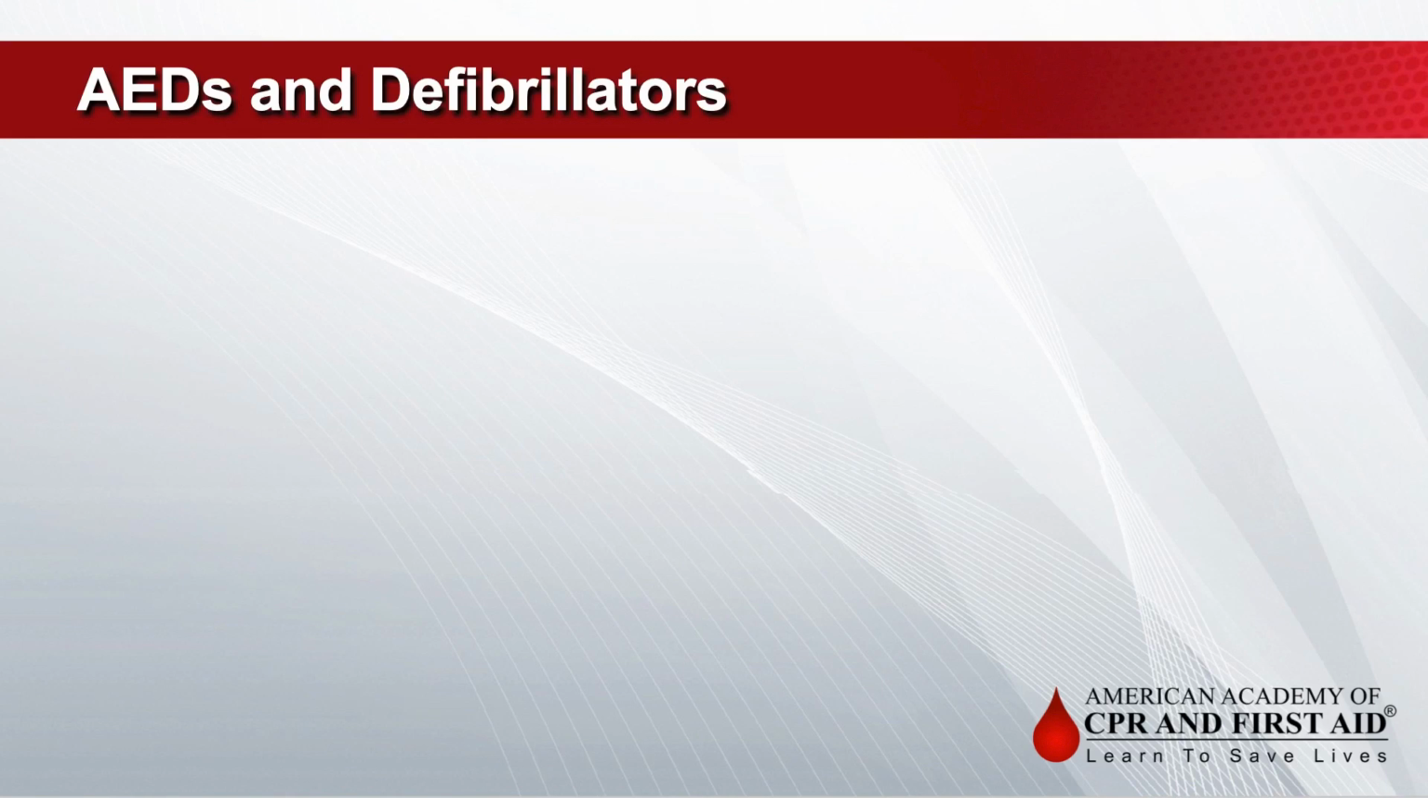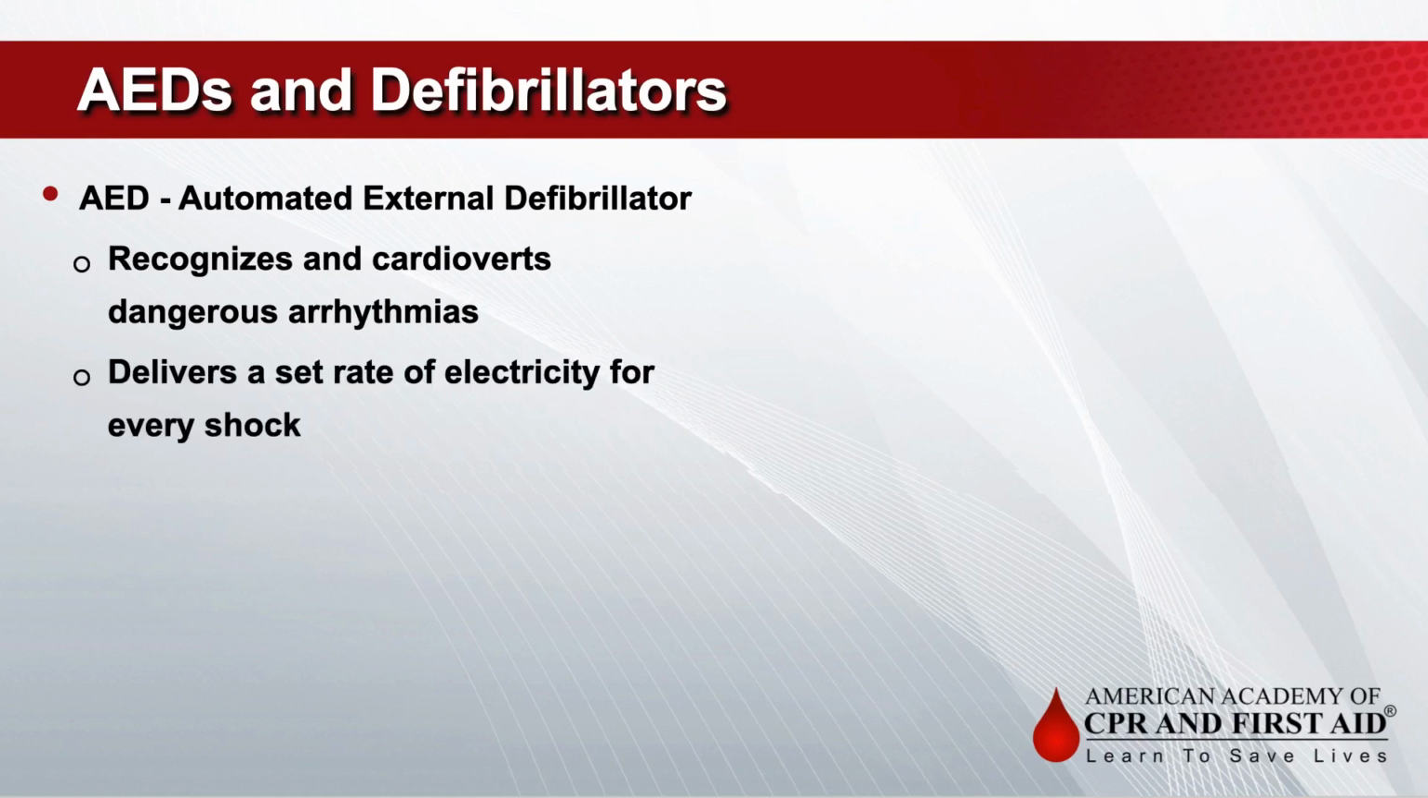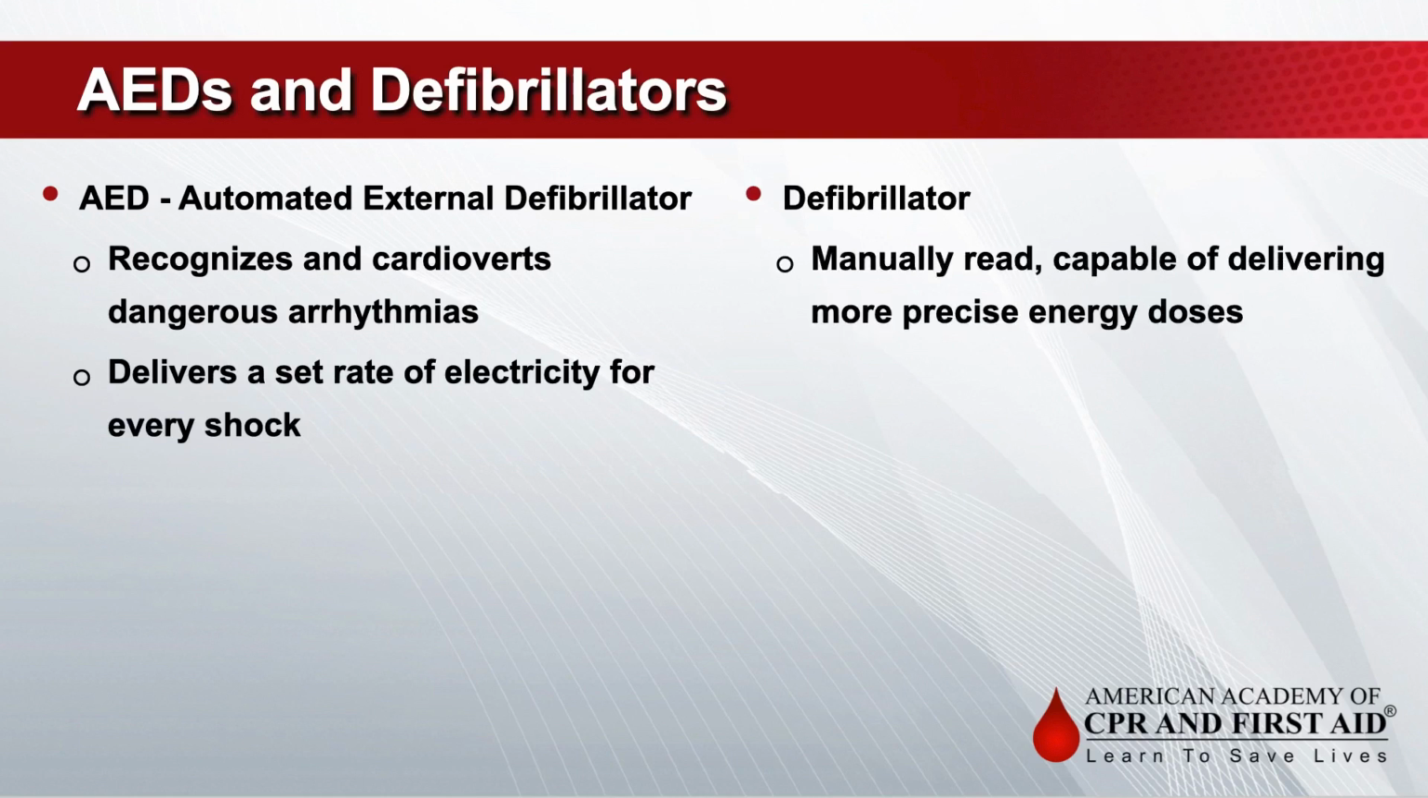Defibrillation is the delivery of an electric shock, which is an attempt to reset the heart to a normal rhythm. Early defibrillation has been shown to significantly improve patient outcomes. There are several different brands and types of defibrillators. AEDs stand for automated external defibrillators. AEDs are capable of recognizing and cardioverting dangerous arrhythmias without needing interpretation from the medical provider. They usually deliver a set rate of electricity for every shock. Defibrillators are usually manually read by the rescuers, but are capable of delivering more precise energy doses. Either can be used in an emergent situation, but defibrillators are preferred by advanced life support teams.